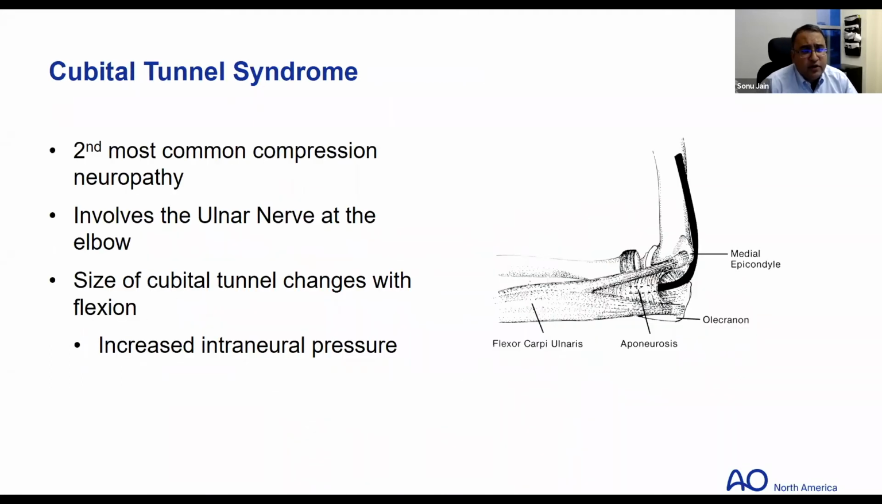So cubital tunnel is the second most common compression neuropathy, involving the ulnar nerve at the elbow, and the size of the cubital tunnel changes with elbow flexion, and that can cause intraneural pressure, not only a compressive force, but also a stretch force, which could cause some of the damage that we see with this neuropathy.